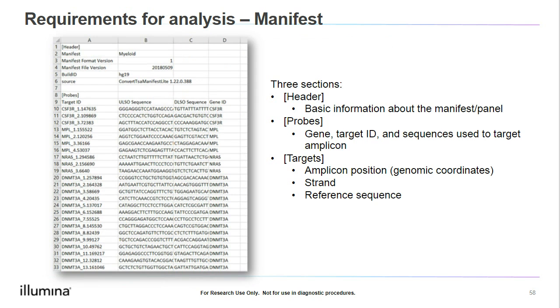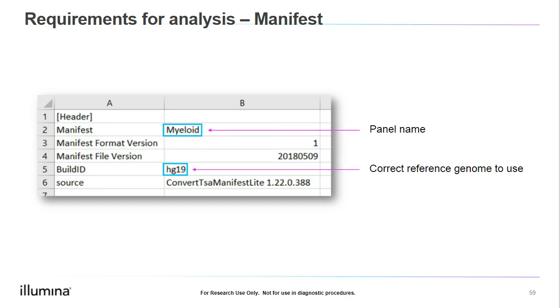Manifests have three sections: the header, which includes basic information about the panel and the manifest file; the probe section, which lists out gene and panel targets and the sequences used to target the regions of interest; and the target section, which includes genomic coordinates for the targets, the DNA strand designations, and the reference sequence for the amplicon. In the header, the most important sections to note are the manifest name, which lists the panel, and the build ID, which references the correct reference genome to use when performing analysis.